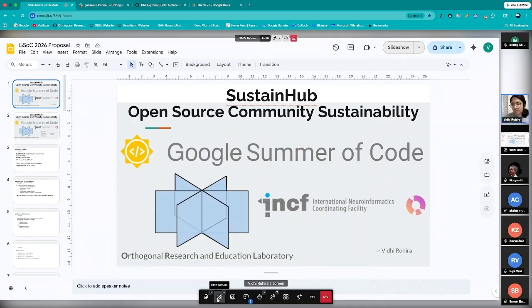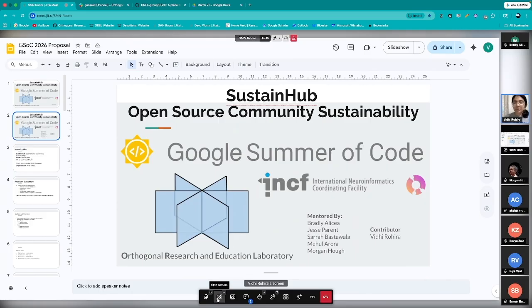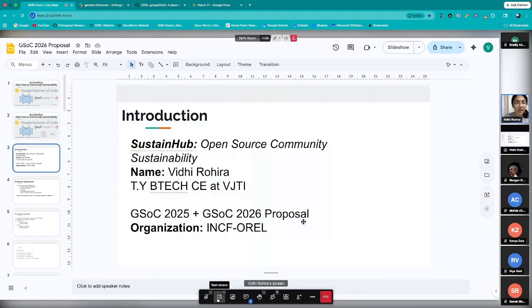Before I talk about what my proposal for 2026 is, since it's a continuation of the previous project, I would like to talk a bit about that project as well, because some people over here don't really know what that project was. But Bradley, Morgan, Sarah, you know, because you are my mentors. So I named the open source community sustainability project Sustain Hub, and it was mentored by Bradley, Jesse, Sarah, Mehul, and Morgan. So thanks a lot to my mentors. And just to let you know, I am Vidhi, a third year BTech student pursuing computer engineering at VJTI.